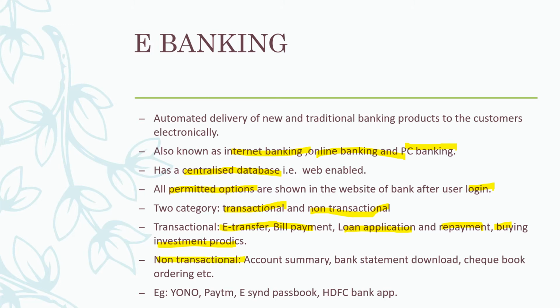The non-transactional category is where you are just able to see information like my account summary, how much money is left in my account, bank statement, where my expenses of last month went, or where my money went in the past few months or past weeks. Checkbook ordering and such details are also mentioned, like IFSC code and my bank address and everything like that.